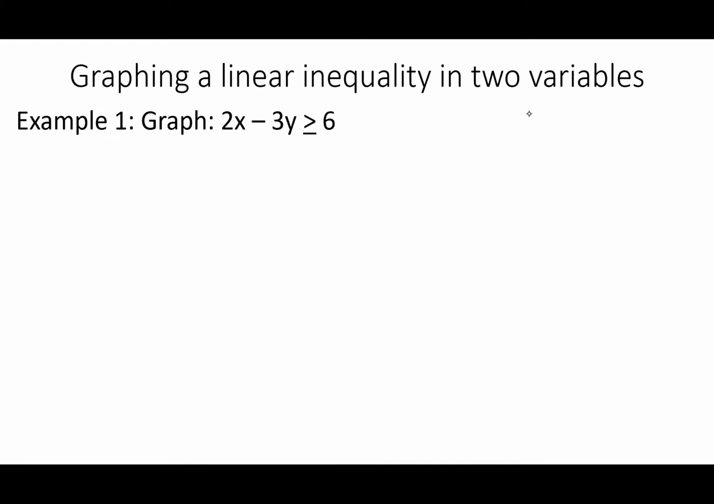When you're graphing a linear inequality where you just have x and y and no exponents, you want to get y by itself, okay? So for this equation, I want to get y by itself. I'm going to subtract 2x from both sides. So now I have negative 3y is greater than or equal to negative 2x plus 6. Divide everything by negative 3 so I can get y by itself. But when I divide by a negative, I have to remember to flip my sign, okay?